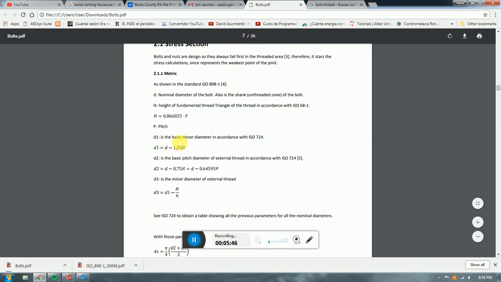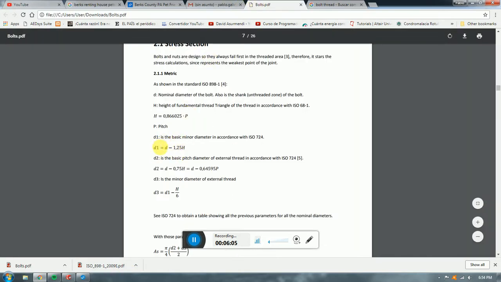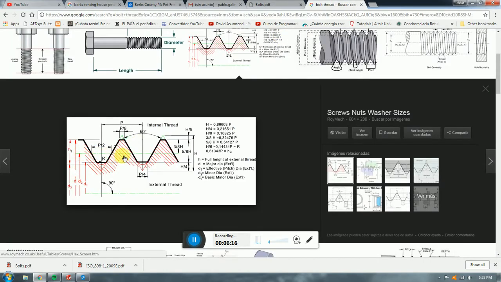Okay, and then we're going to have the other ones. D1, which is the basic diameter, in accordance with the ISO 724. That is going to be D1 here, exactly. Then we get, this is the equation, of course: the nominal diameter minus 1.25 times the height. Then D2, which is going to be the basic pitch diameter, D2 here, perfect.